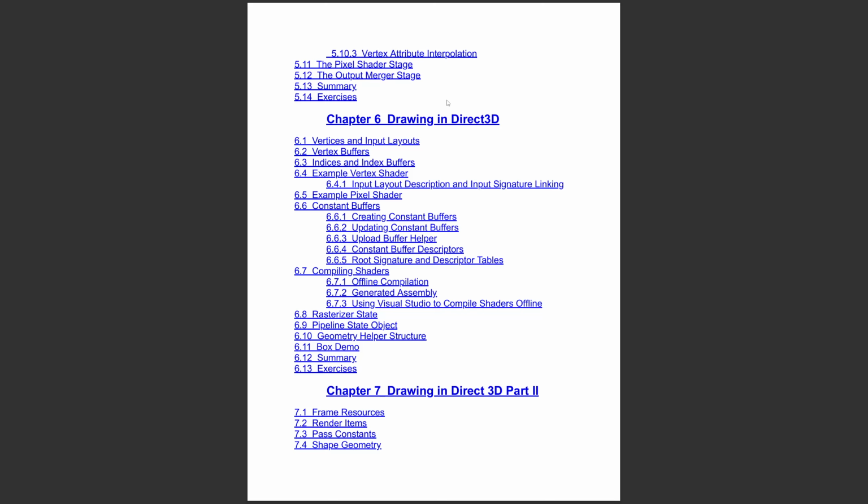But I guess I will be talking briefly about how to use Visual Studio to compile shaders offline. I'm sure we could figure out how to compile shaders offline using the D3D compiler in your System32 folder, or the D3D compiler library, the DLL, the dynamic link library, to compile those shaders. I'm sure it should be easy. Should be.